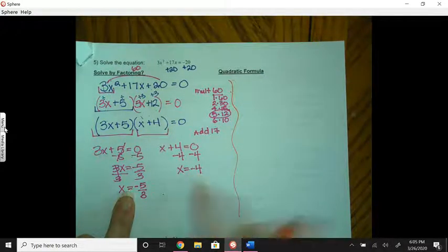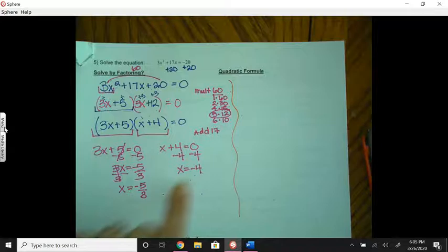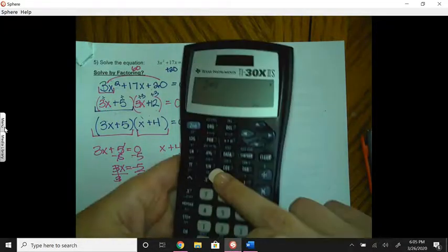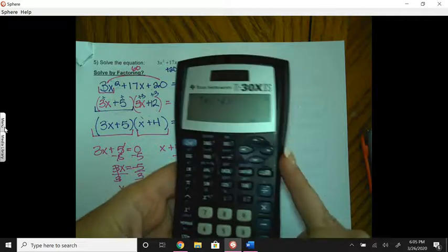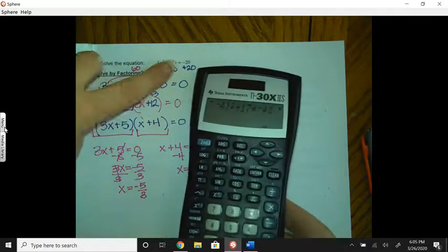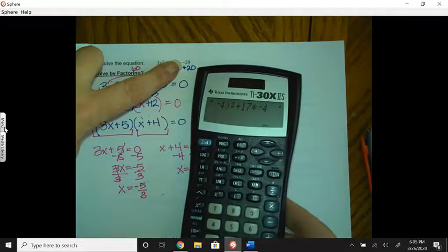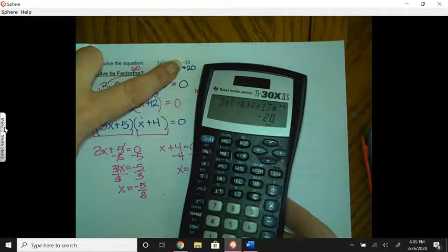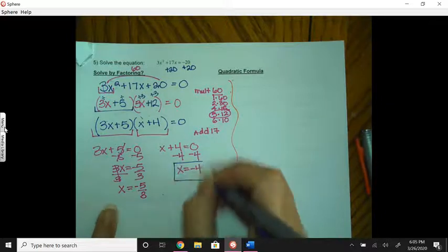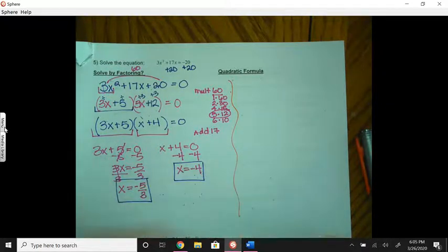And of course, if we want to check this answer, I'm going to just model one of them. So I'm going to take negative 4, and I go back to the original problem, and it says 3 times, and we got negative 4, so we need to use parentheses when we have a negative and an exponent, plus 17 times negative 4. And when I click equals, if my answer is correct, we should get negative 20. So then I know it's correct. And then we could check this one if we want to be sure, but for time's sake, I'm only showing one.